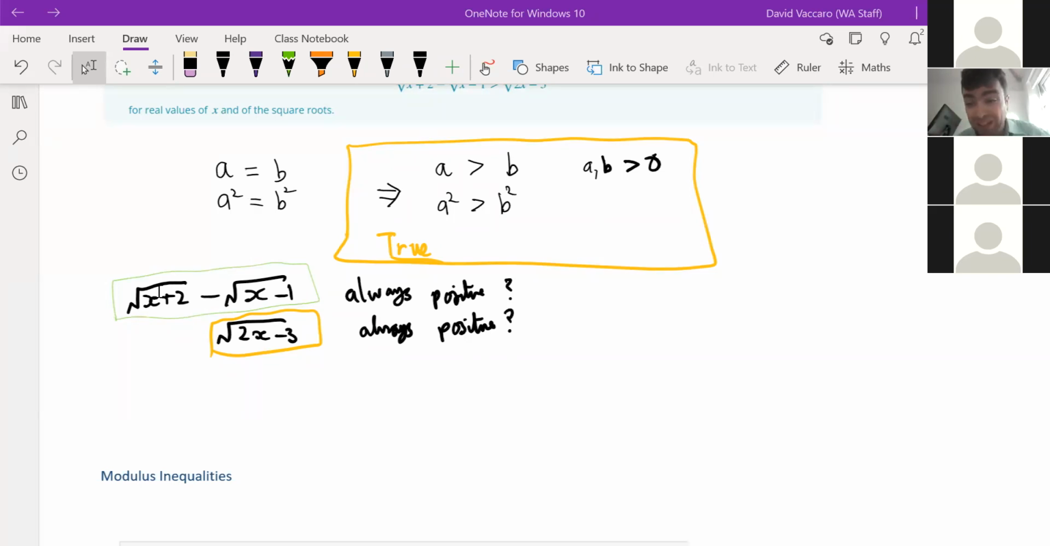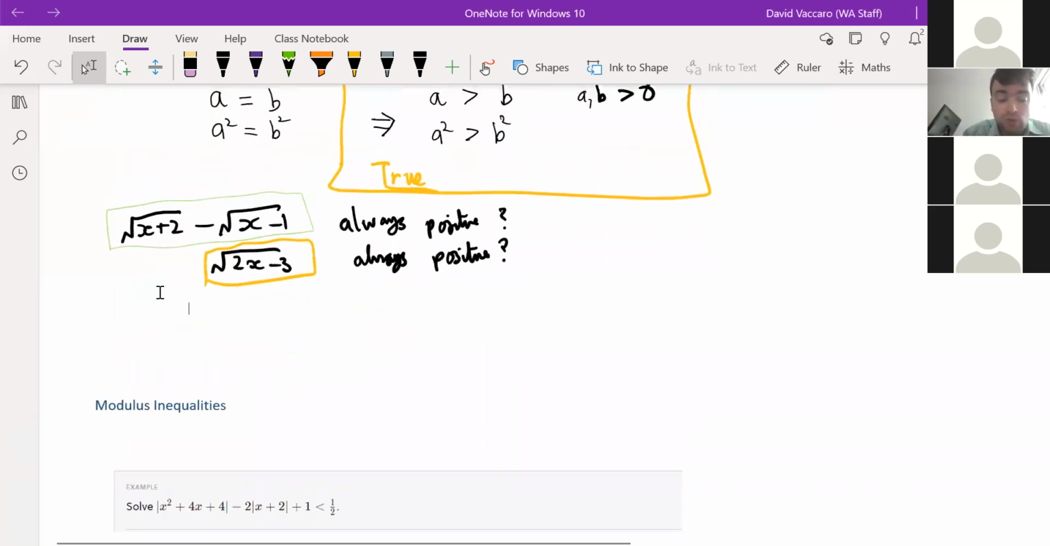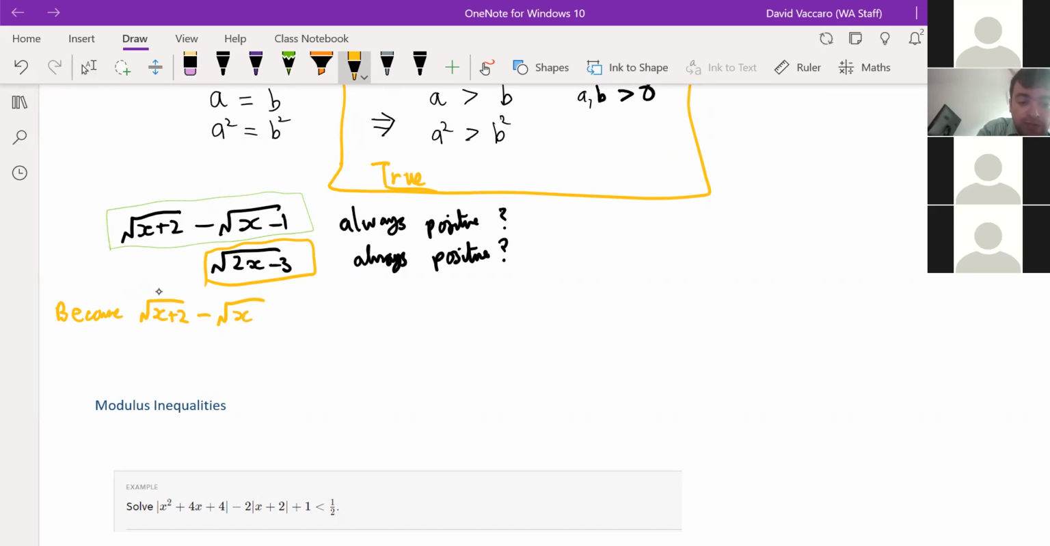Okay, now what I want to do is, because of where you're at, I want to work a little bit on what you would write when you're writing things nicely. So what I've written so far is just scratchy. But if I was doing this question for real, I would say, because square root of x plus 2 take away square root of x minus 1 and square root of 2x minus 3 are both always positive, I can square both sides.